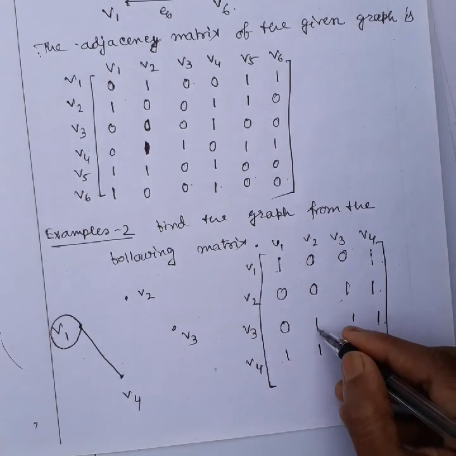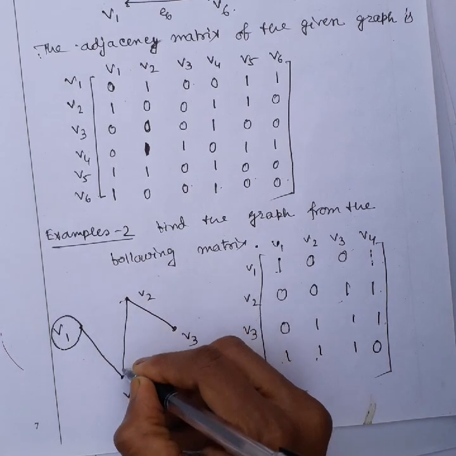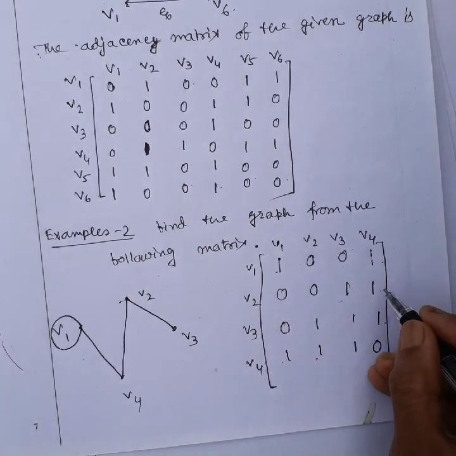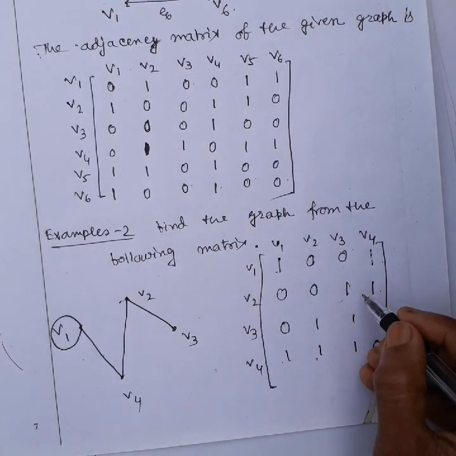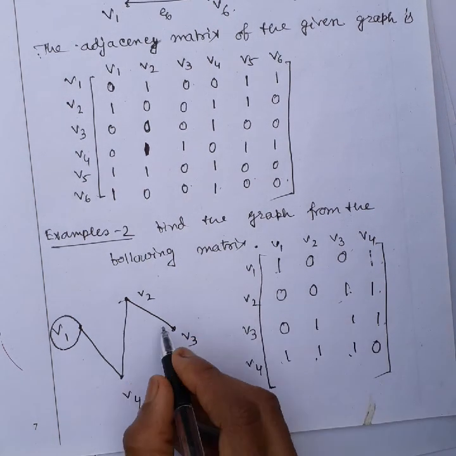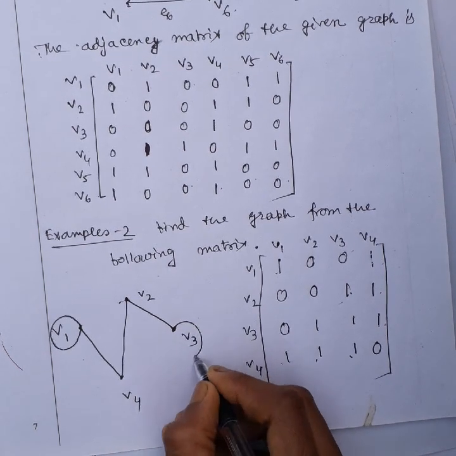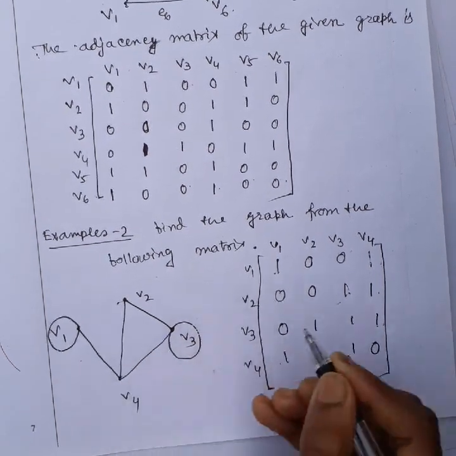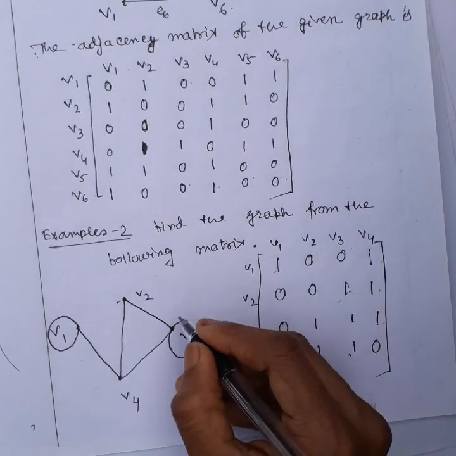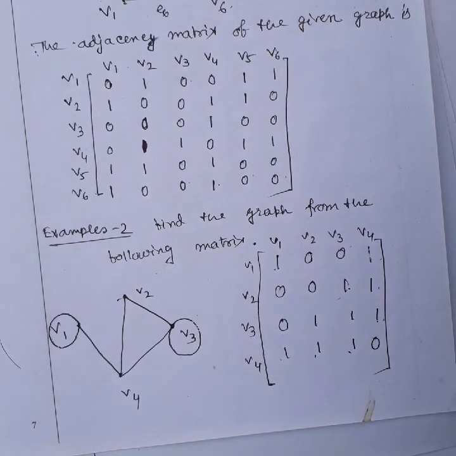V2 is connected with V3 and V4. V3 is connected with V2, V3 and V4. V4 is connected with V1, V2, V3. Okay, so this is our graph. Clear?